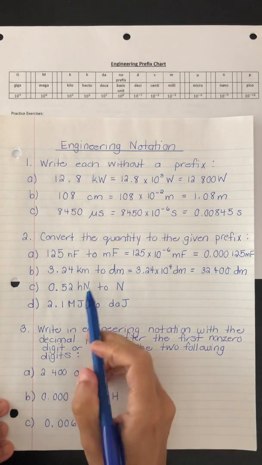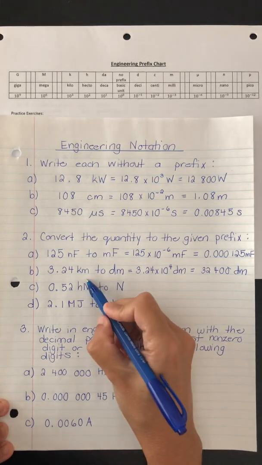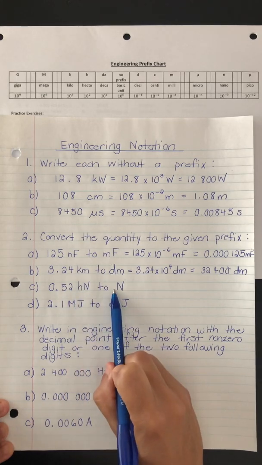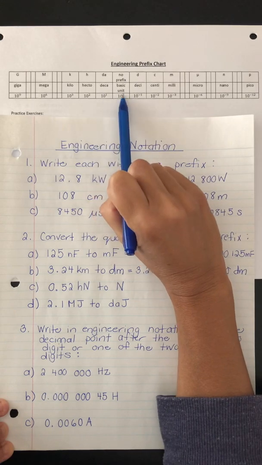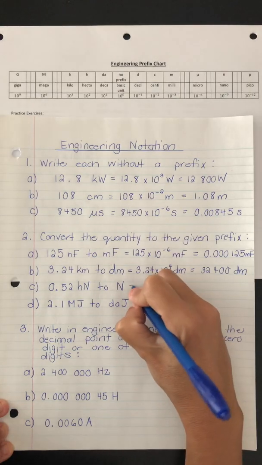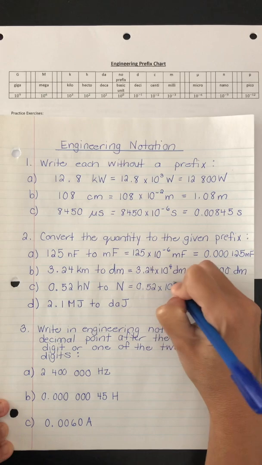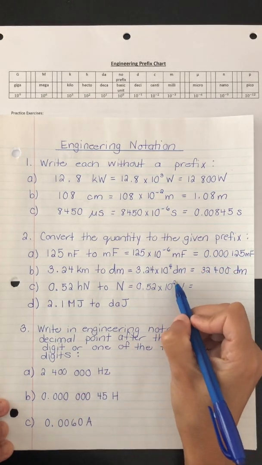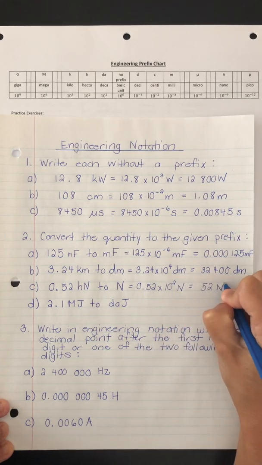Okay, here's another one. From hecto to here, there is no prefix. The unit is newtons. So we're actually going from hecto to no prefix here in the chart. From hecto to no prefix. This is to the right 2 places. So we have 0.52 times 10 squared newtons. Now let's move the decimal 2 to the right. We'll end up with 52 newtons.